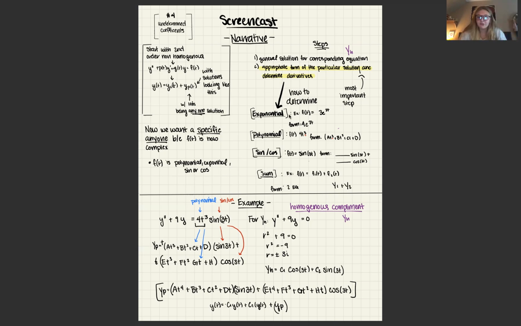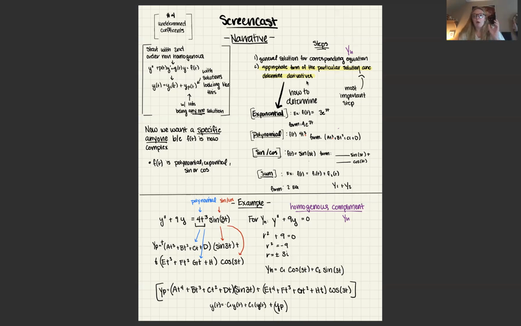So the steps to solving them, the two that are the most important because they are unique besides just plugging in, are finding the general solution for the corresponding equation, the complementary equation, where you find the homogeneous version of whatever non-homogeneous equation you have, and that's going to be y_h. And then the second step, which is the most important, because if you get this wrong you can't get the question right, is finding the appropriate form of the particular solution and determining the derivatives.